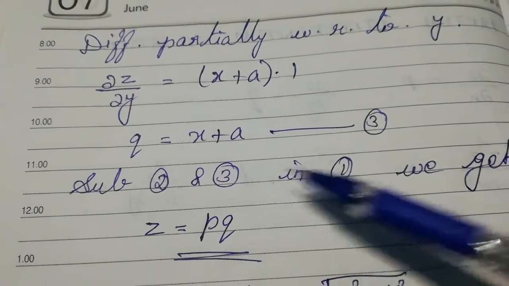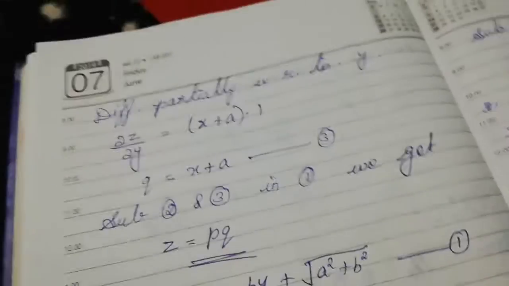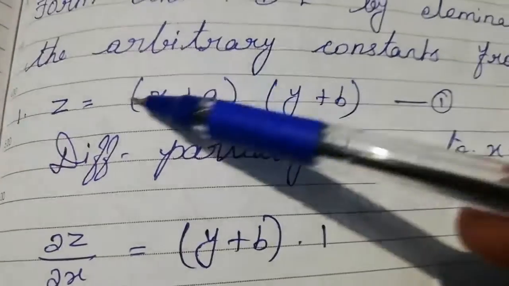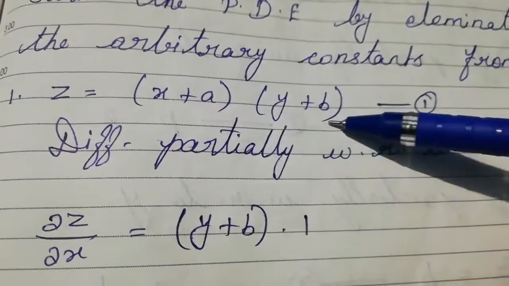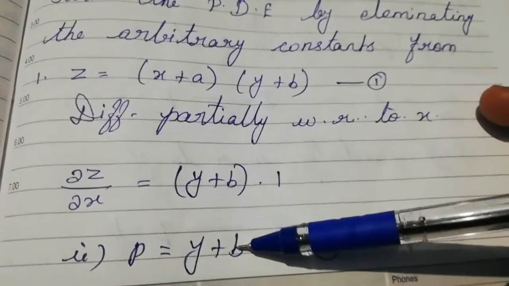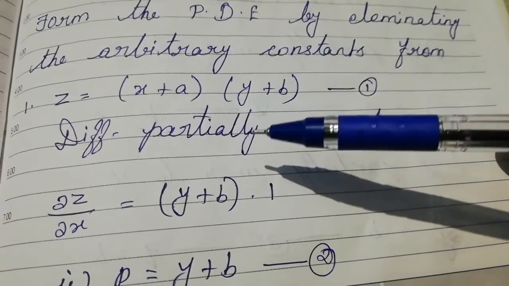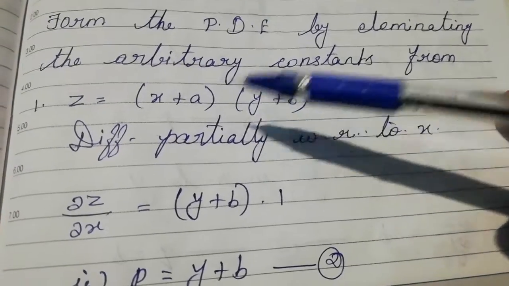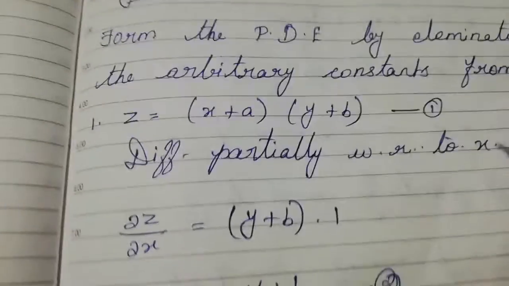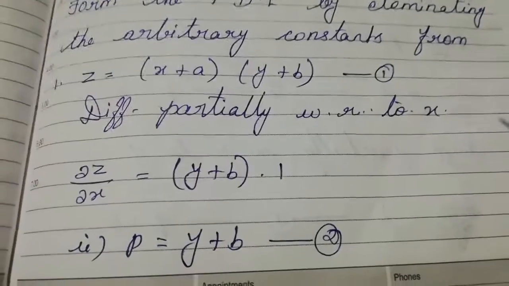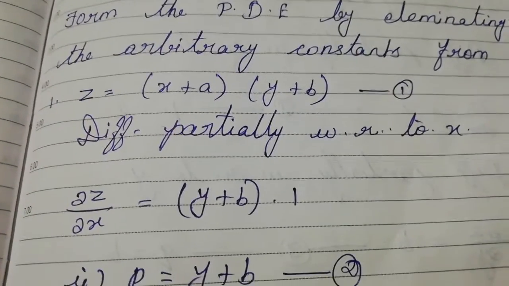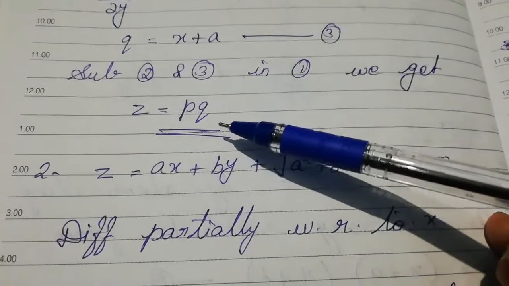So substitute equations 2 and 3 in the first equation. The first equation is z is equal to x plus a into y plus b. What is y plus b? p. Then from equation 3, x plus a is equal to q. Therefore z is equal to p into q. So z is equal to pq.